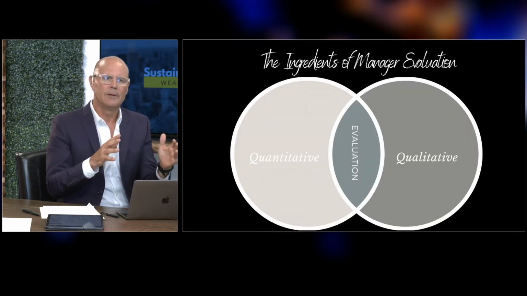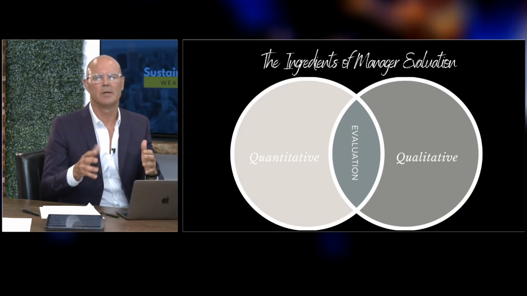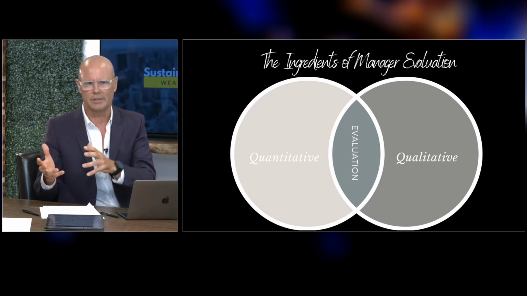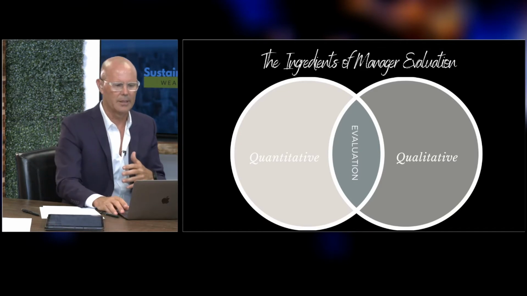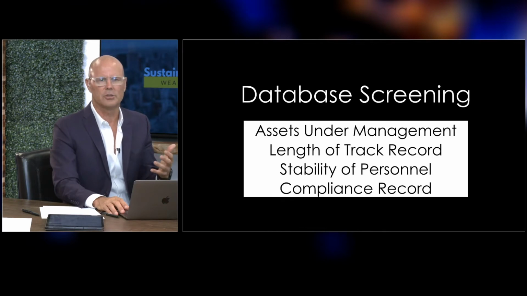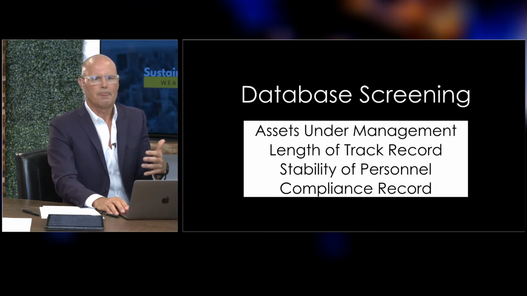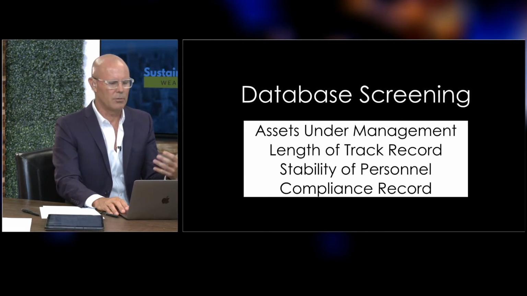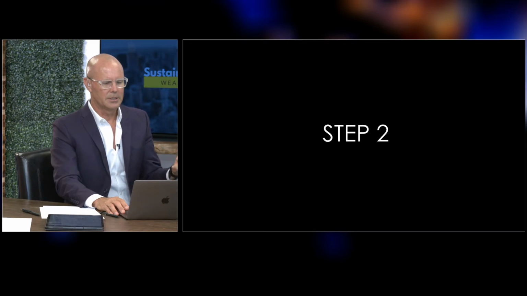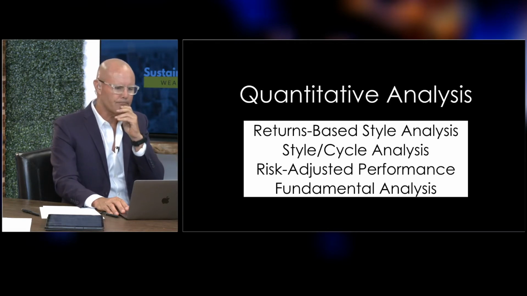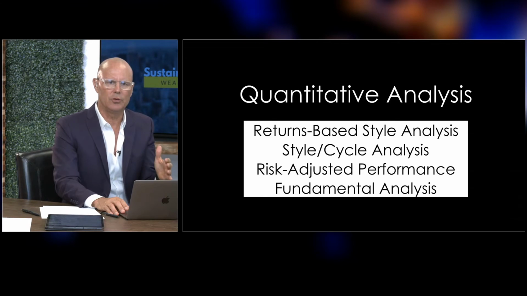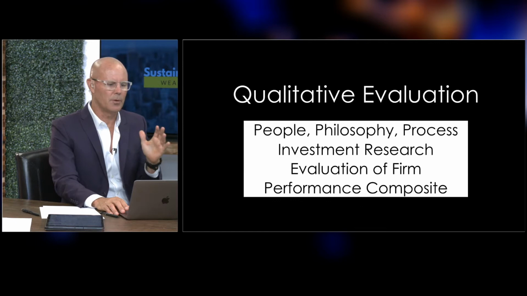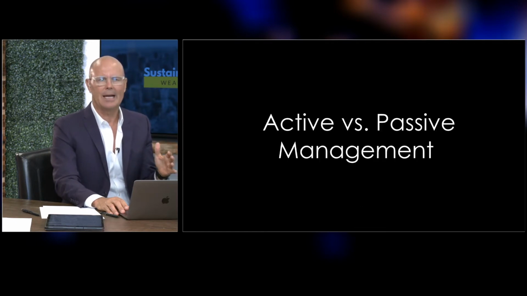So there are two methods in selection. One is the quantitative, the mathematical numbers, and two is the qualitative side. Two very, very important pieces. Step one is the quantitative side: the track record, the stability. Step two is what's their method? How do they do what they do? Number three is their people, their process, their philosophy. How do they get there?